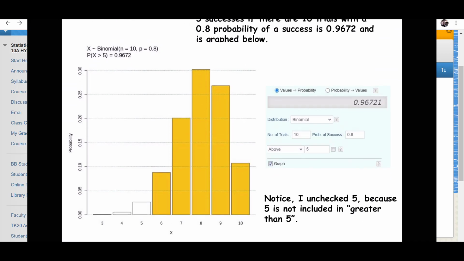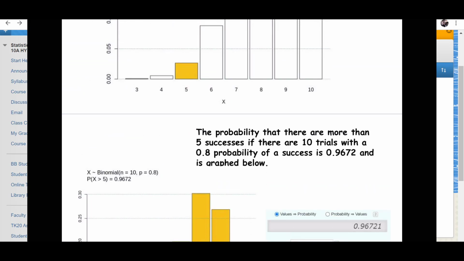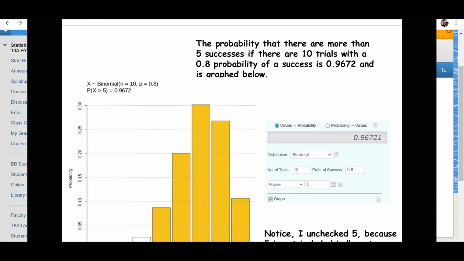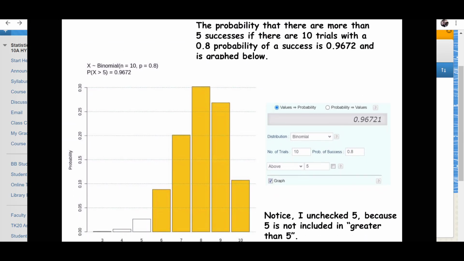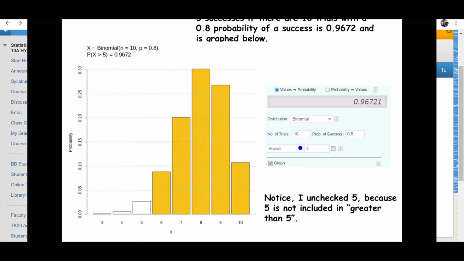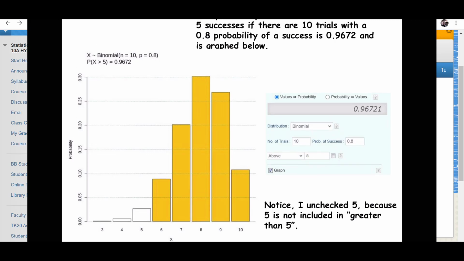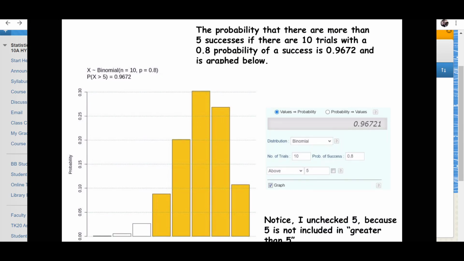So check out this one. Let me just show you other options. This one was for equal to 5. What if we wanted to do more than 5? If you click here and change it to above 5, notice this little box pops up. This box is a check box, and you check it if you want to include the value. So you have to decide, is 5 included? Notice I kept it unchecked here because I'm just doing greater than 5. That doesn't include 5.